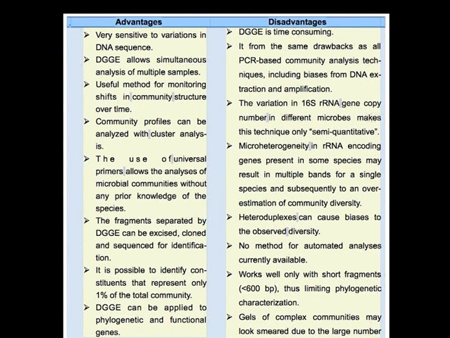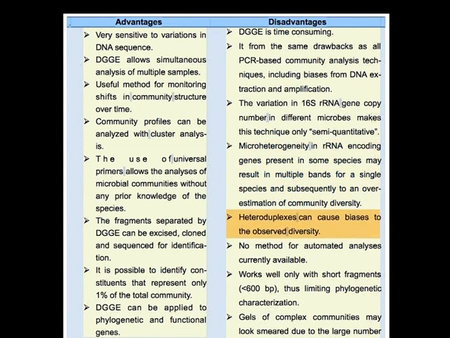The disadvantages include: DGGE is time consuming. It suffers from the same drawbacks as all PCR-based community analysis techniques, including biases from DNA extraction and amplification. The variation in 16S rRNA gene copy number in different microbes makes this technique only semi-quantitative. Microheterogeneity in rRNA-encoding genes present in some species may result in multiple bands for a single species and subsequently to an overestimation of community diversity.